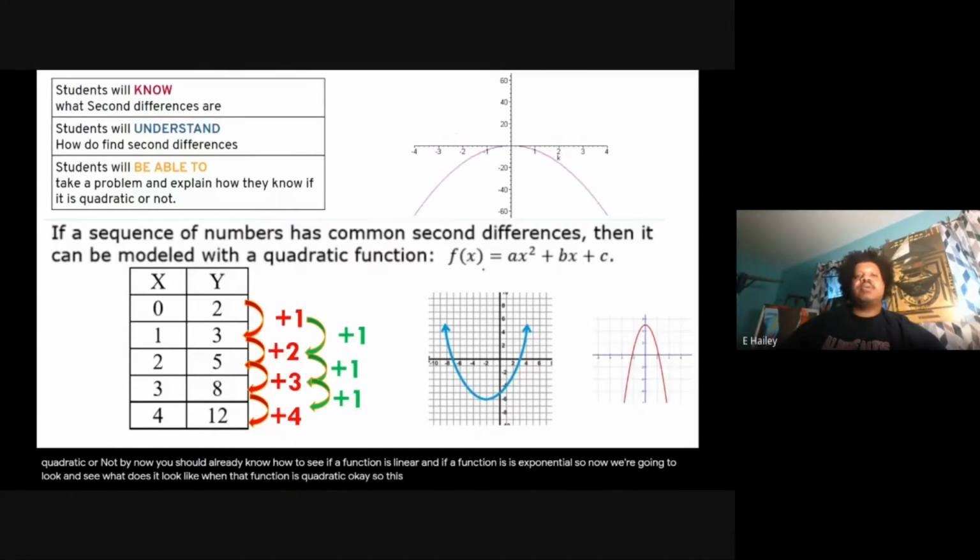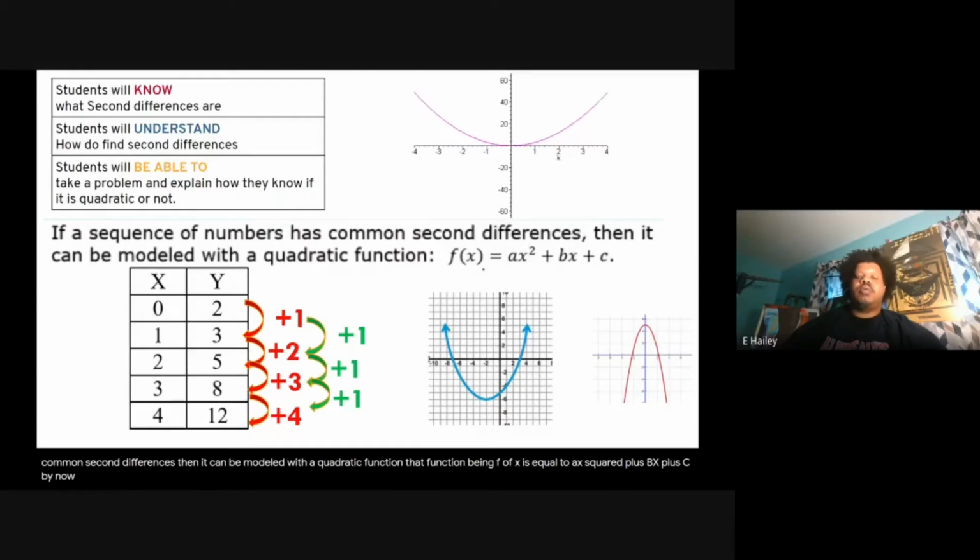Okay, so this information you see on screen is very important. I will probably leave a link for you to get this information. You do want to write it down. Okay, so if a sequence of numbers has common second differences, then it can be modeled with a quadratic function. That function being f of x is equal to ax squared plus bx plus c.